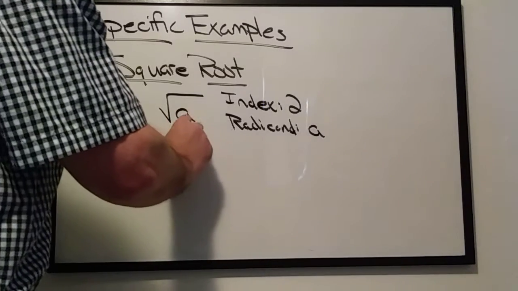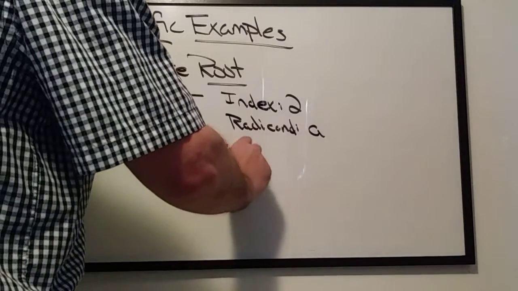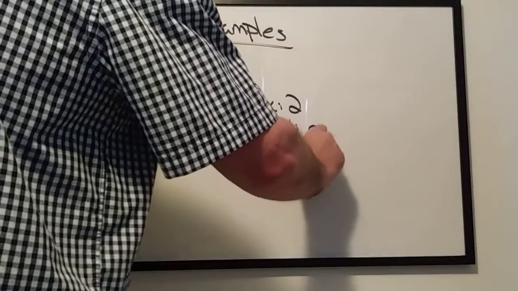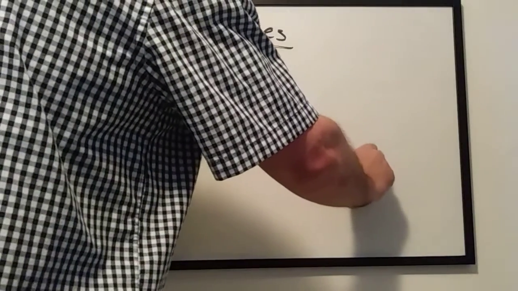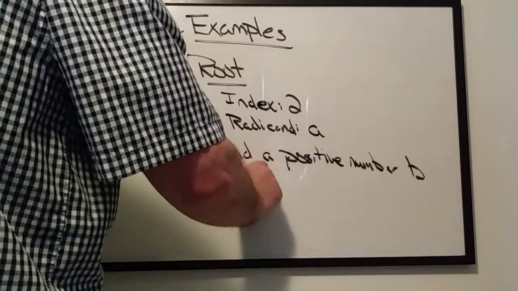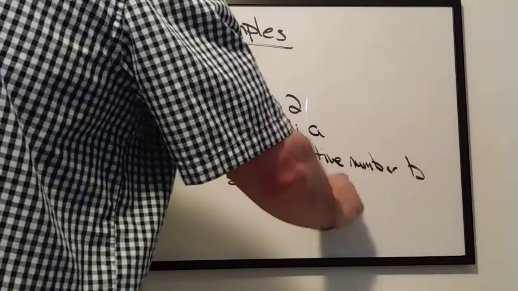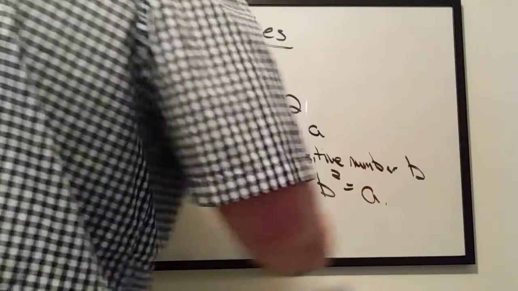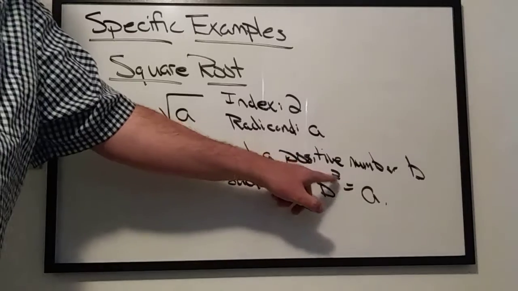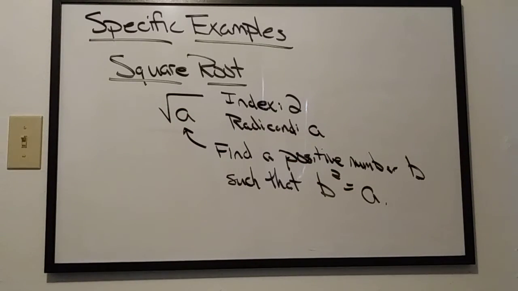Anytime you're looking at a square root problem like this, the question is asking us to find a positive number b such that b squared is equal to a. So now that we know that the square root is always going to be asking us to find something that we can square and get our radicand back, let's go ahead and check out some problems.